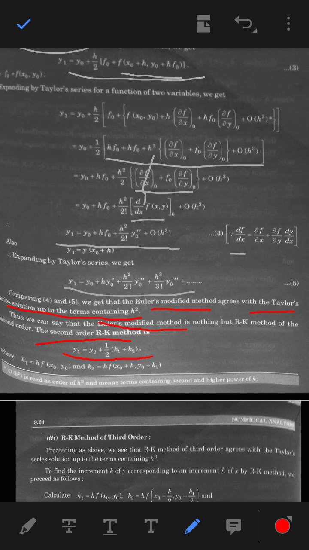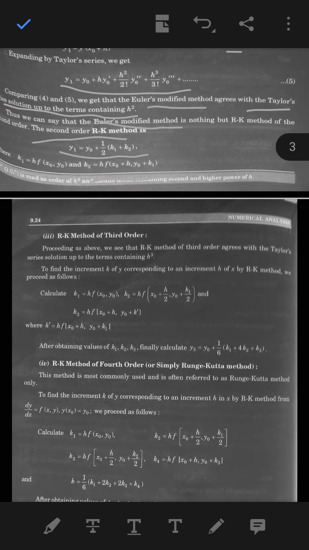So we have to learn this formula and we will use this formula in our calculations, and the value of k1 is h into f of x naught, y naught, and the value of k2 is h into f of x naught plus h, y naught plus k1. So this is our Runge-Kutta method of second order.